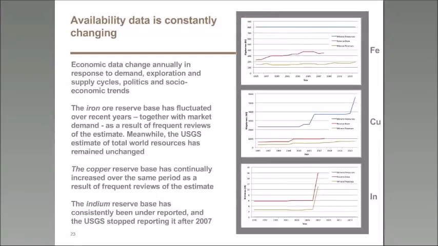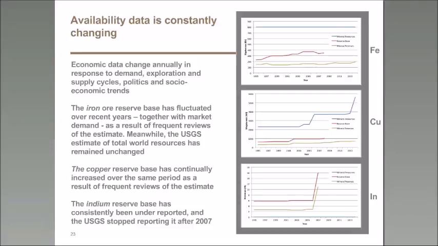Here we have, on the right-hand side of the slide, 3 charts. Those 3 charts basically describe and show the mineral resources, mineral reserves, and then the global resources for 3 different metals. We have iron, copper, and indium. What you can see with iron is essentially that the iron ore reserve base has fluctuated with the economy over recent years, but the USGS estimate of total world resources has remained unchanged. It's been a very, very stable number over time.